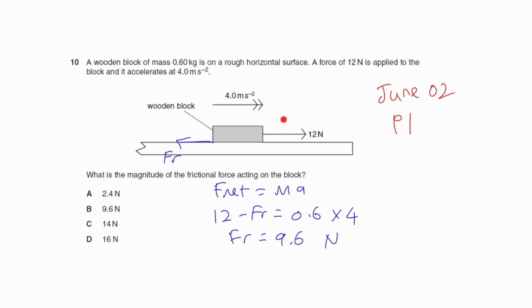So now that you know the two forces acting are these two, then your net force is MA. So obviously this must be bigger than this because it's accelerating to the right. So you take 12 minus friction equals MA, and from there you can get your frictional force.